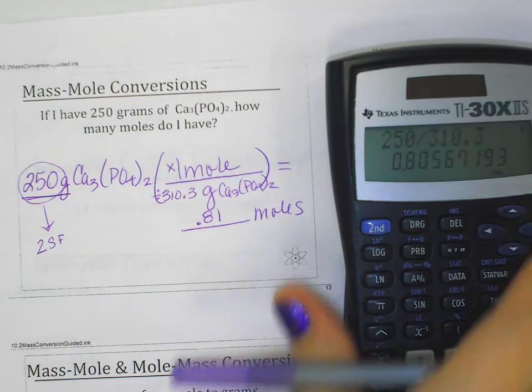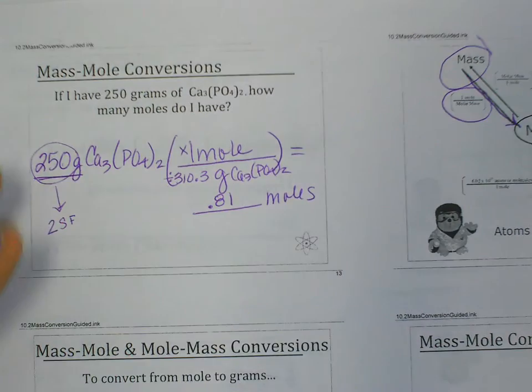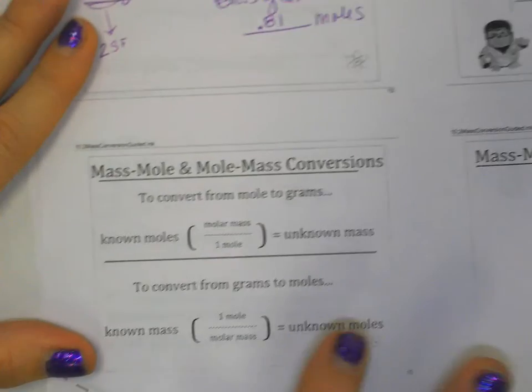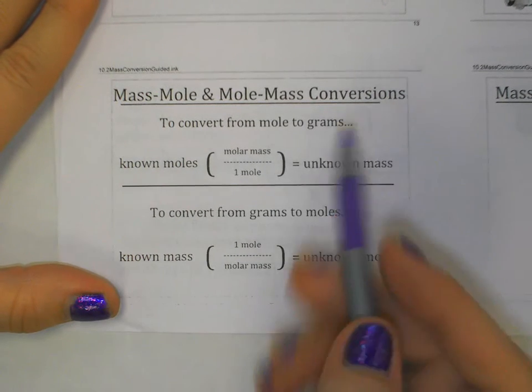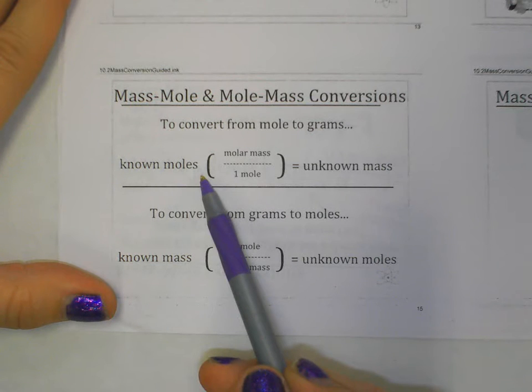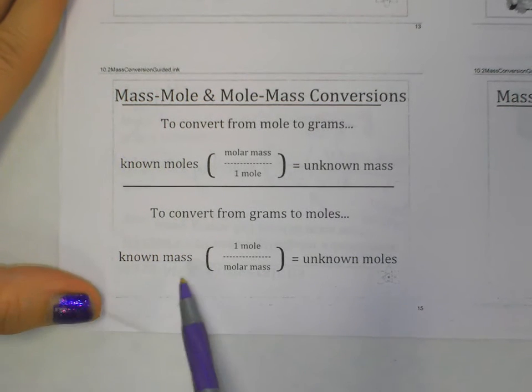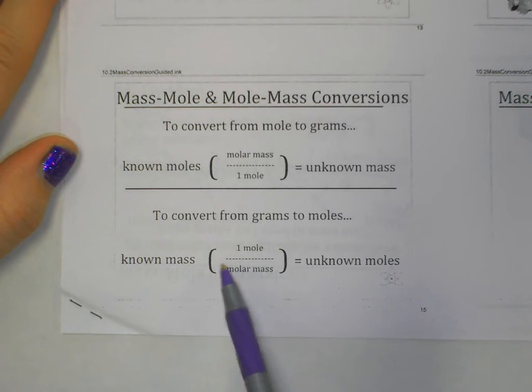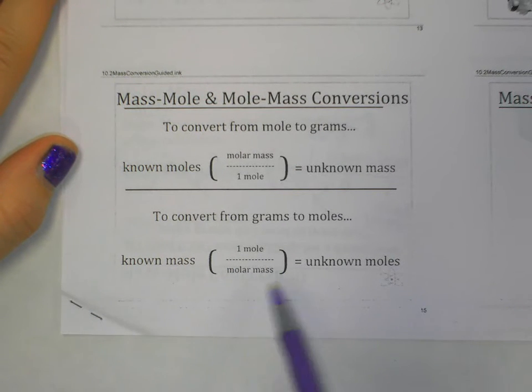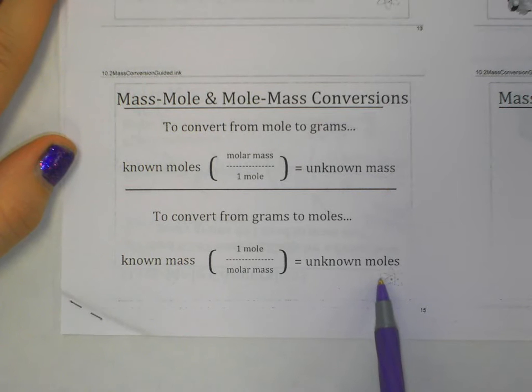So that's really it for the notes today. Not very long, I know. Over here I have the 2 methods that you're actually using. This is the first method that we did. This is now the second. If I started with a certain amount of grams, my conversion is going to be 1 mole over the molar mass, and that'll switch it into my unknown amount of moles.